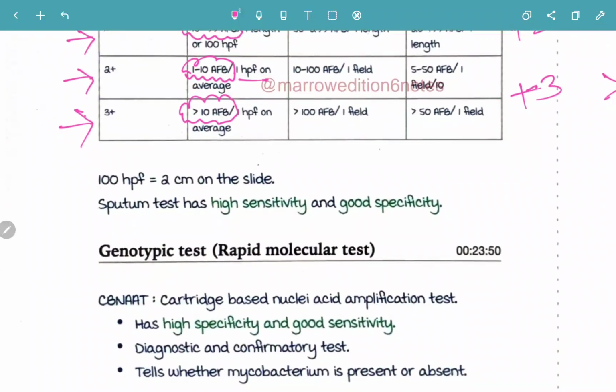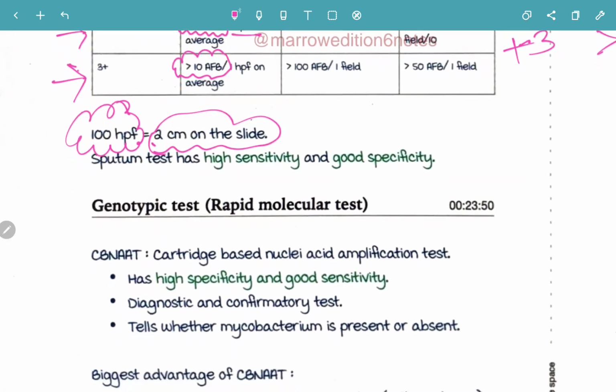Now 100 high power fields in a slide is nothing but 2 centimeters on the slide. Sputum test has always high sensitivity and a good specificity.